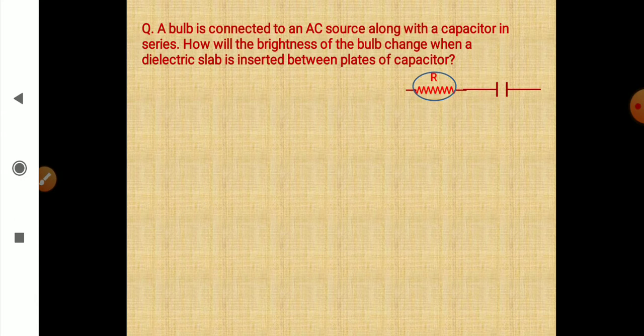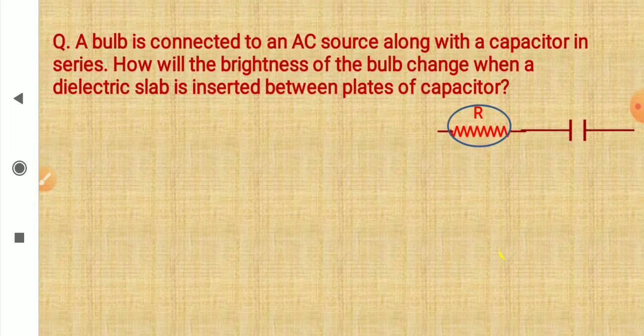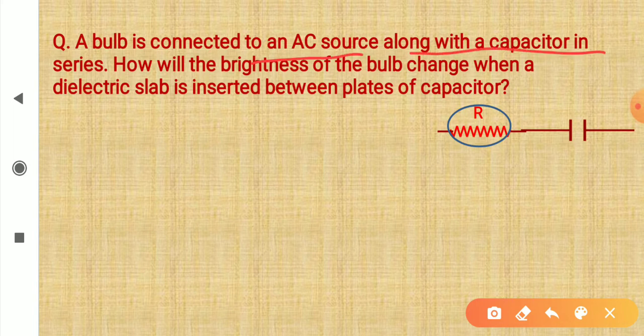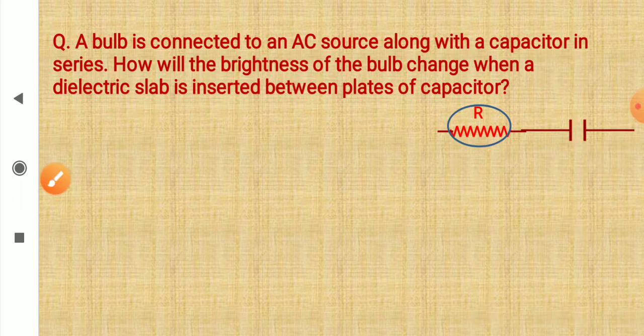Similar problem with a capacitor. Look at it. A bulb is connected to AC source along with a capacitor in series. How will the brightness of bulb change when a dielectric slab is inserted between plates of a capacitor? So this is a bulb, this is a capacitor, and when a dielectric slab is filled between the plates, then its capacitance will increase. So let's see what happens.